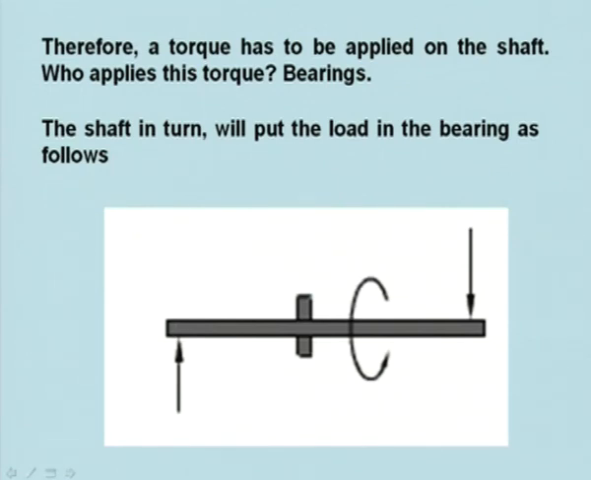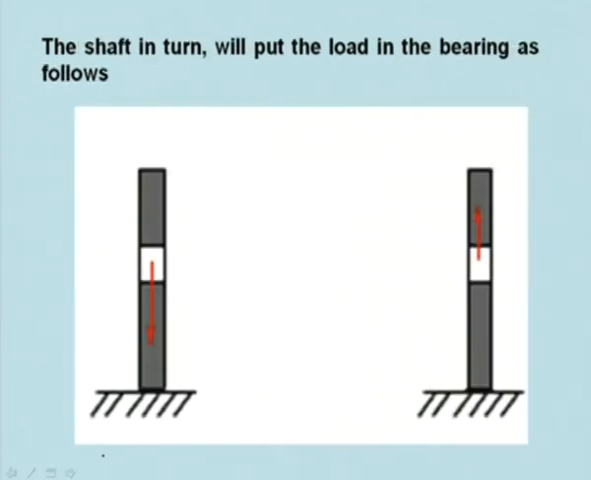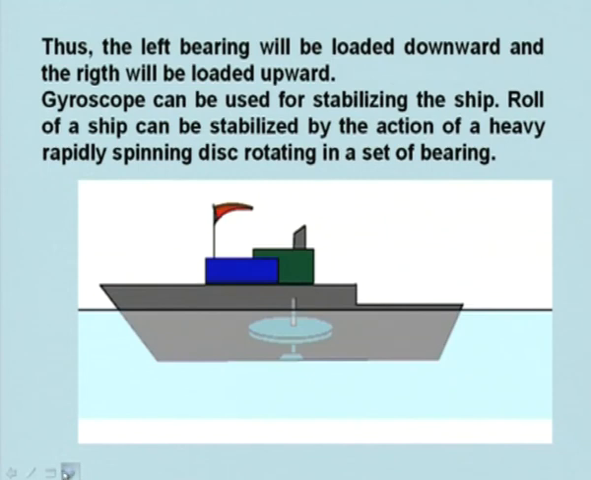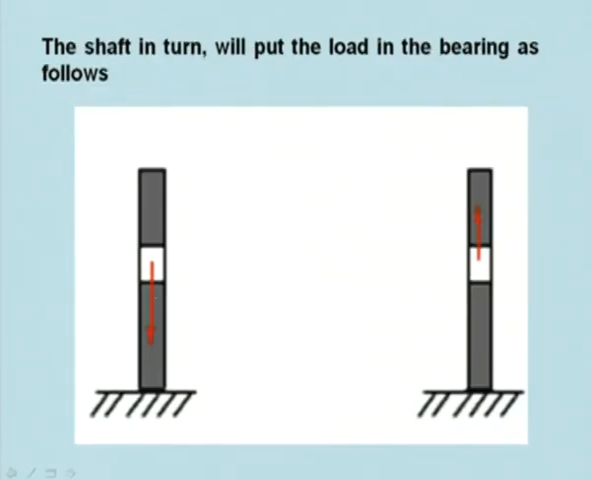If we make the free body diagram of the shaft, we see that this is the torque coming on this, clockwise, because it is going away from the paper. So the shaft in turn will put the load on the bearing as follows. Newton's third law, opposite way. So you are getting this one, and then you are applying this torque, and that is what you are getting. Thus the left bearing will be loaded downward and the right bearing upward.